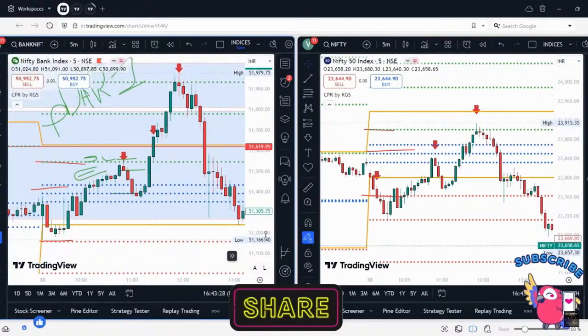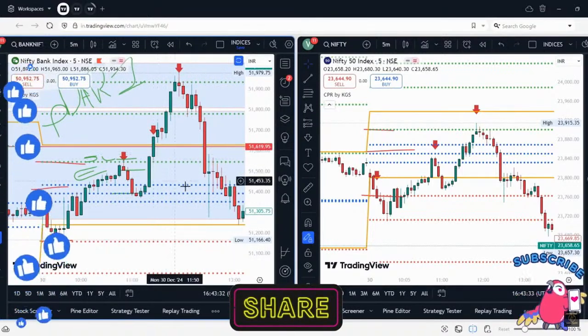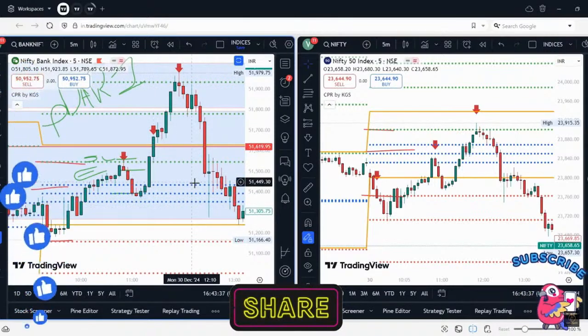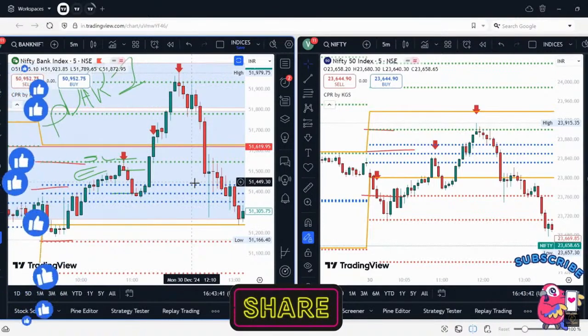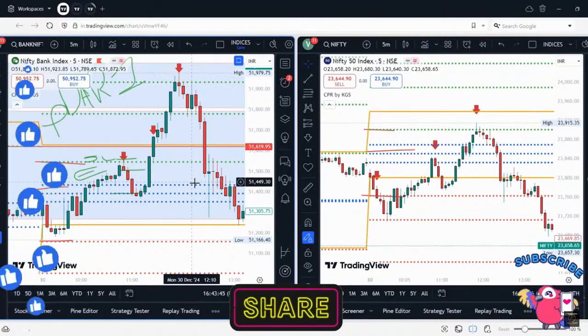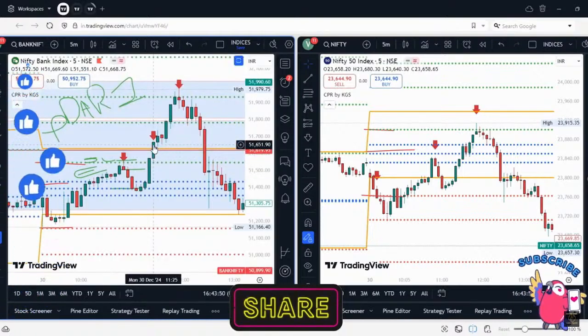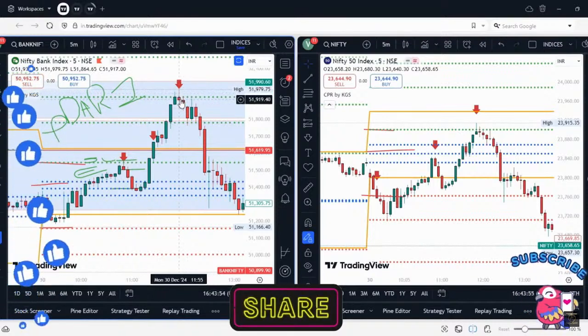But the thing here is, I am not interested in taking this trade because this is a wide CPR. Okay, this is how I actually see the markets. I don't aim for big profits. I aim for small consistent wins. So this is an opportunity, and again here you can see this is a doji candle.